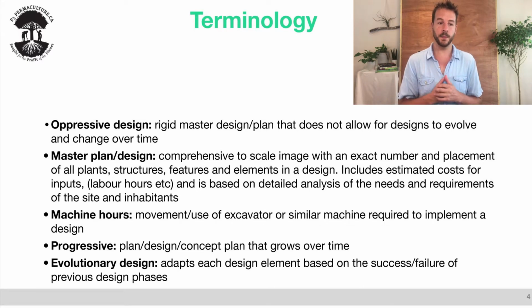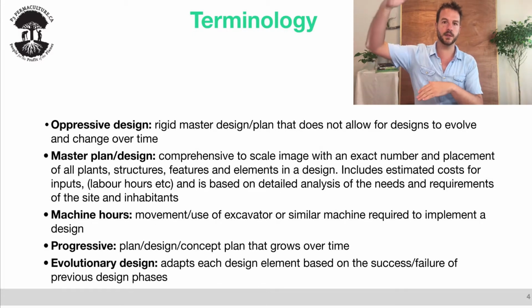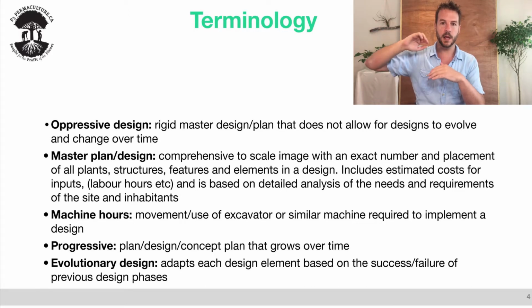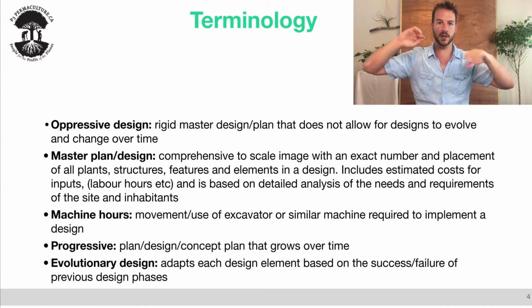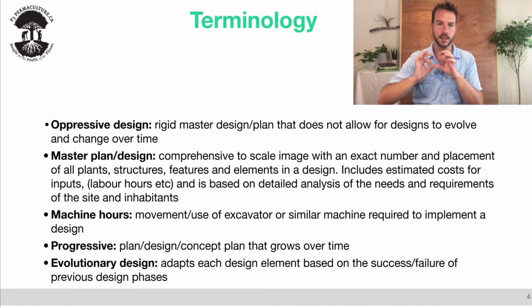The next term is master plan or master design. This is often what you see if you Google permaculture design, and you see these fancy images with the logo and the scale bar and the name of the client, and then this massive list of all the different trees and plants. You have these big detailed images with all the plants that are actually placed to scale. You have the swales that are located on site. You have the ponds that are located on site.